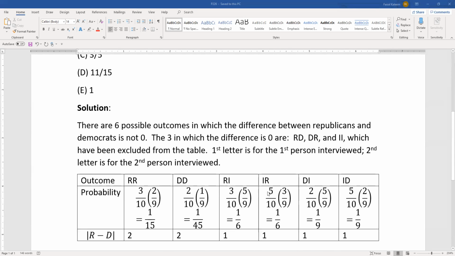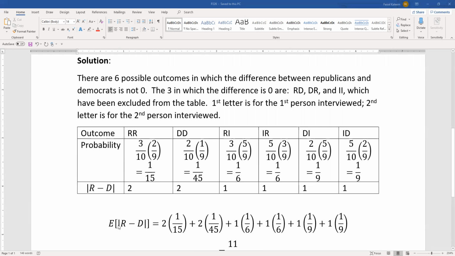And we exclude these 3 from the table because they are not going to contribute to the expected value sum, which we will do at the end, since R minus D will be 0 for them. Remember, to get the expected value of R minus D, we'll have to multiply each value of R minus D with the corresponding probability of the outcome. And that's why we don't need to list the ones where R minus D was 0, because that is not going to contribute to the sum.